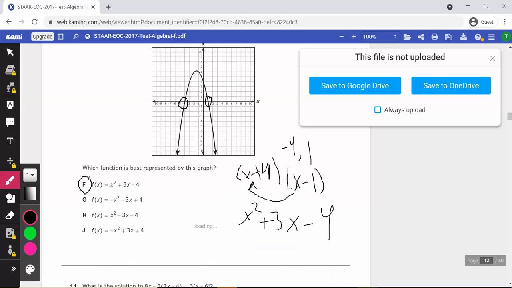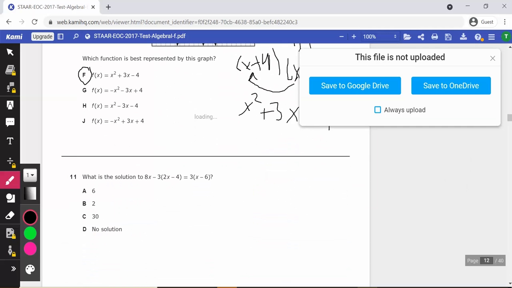Okay, let's look at number 11. What is the solution to this equation? To find the solution, they're basically asking what x is equal to. So when we do this, we have to expand it out.